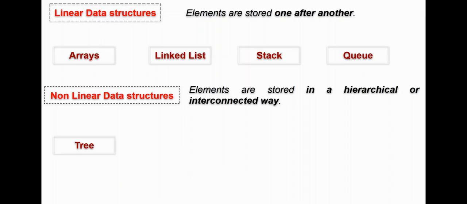The next example of a nonlinear data structure is graph. It consists of nodes, also called vertices. They are connected to other nodes using edges. We can compare a graph with cities connected by roads.